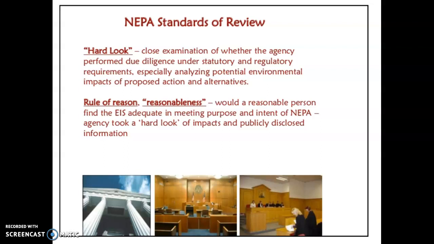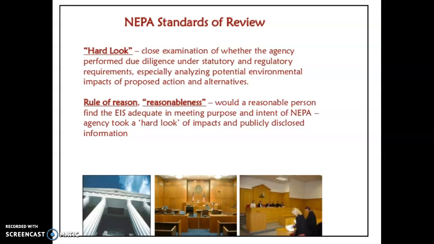So we come back to this hard look. This review is accomplished by taking a hard look. Did the agency thoroughly identify and analyze the impacts of the proposed action and the alternatives? They need to examine relevant data and articulate a rational explanation for their decision, the rational connection between the facts they found and the choices they made. And the courts will take a hard look at whether the decision was based on those relevant factors, or whether there's been an error in judgment or an irrational decision.